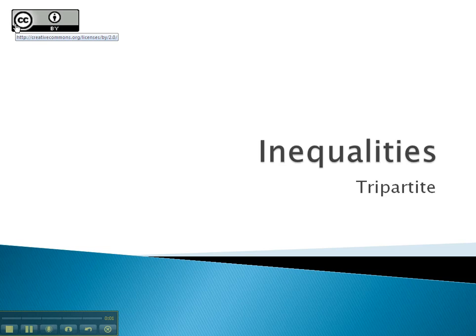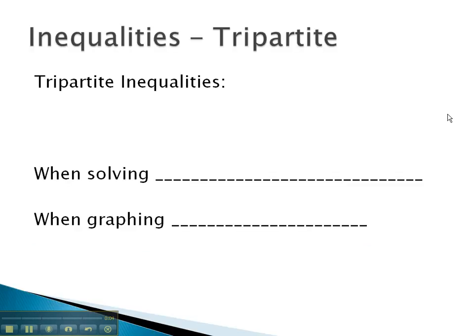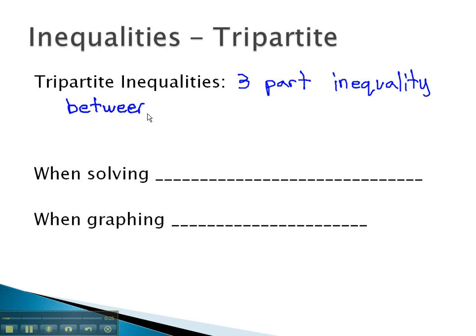In this video, we're going to begin looking at a special type of inequality called the tripartite inequality. As its name suggests, a tripartite inequality is a three-part inequality. We use a tripartite inequality when our variable is between two numbers. For example, if I were to write 2 is less than x is less than 7, our variable x, then, is between 2 and 7.